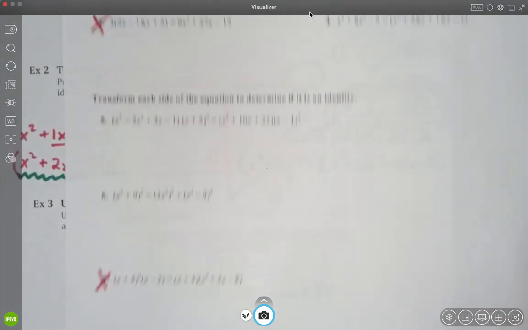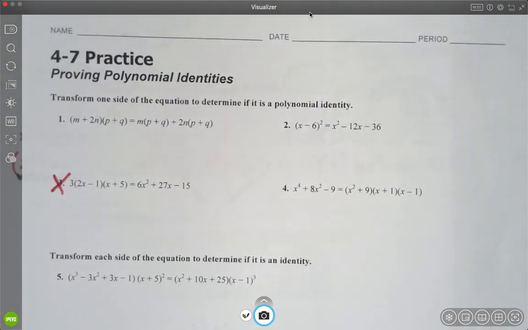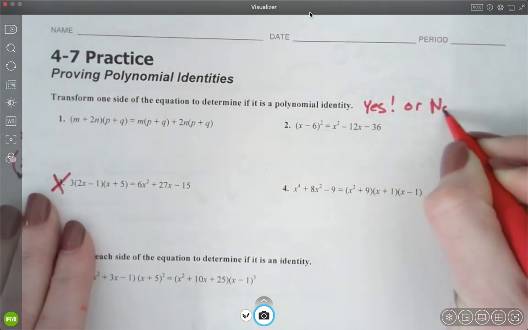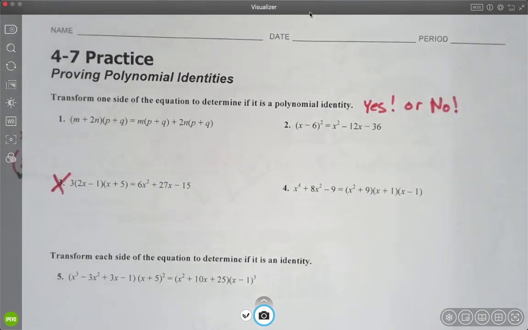Okay? All right, so now the question says, transform one side of the equation to determine if the polynomial is an identity. Okay? So, does that mean that we necessarily know that they work out on both sides to equal the same thing? No. So somewhere in here you're going to have to put yes or no, right? Like yes, it shows up and it's the same on both sides, or no, it's not, right? So you need to include that in your answer, yes or no, after you worked it out, right? If you give me your paper back and it just says yes or no on each one, I'm going to toss it in the garbage, okay? So make sure you work the problem out, and then you will have to say yes or no.